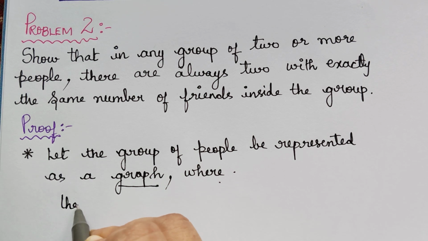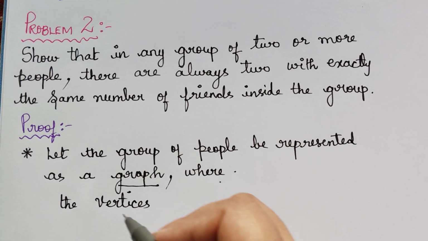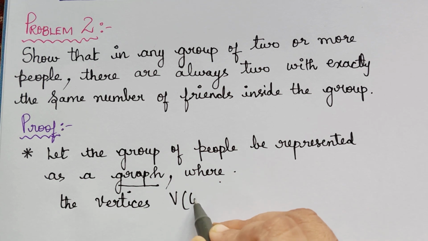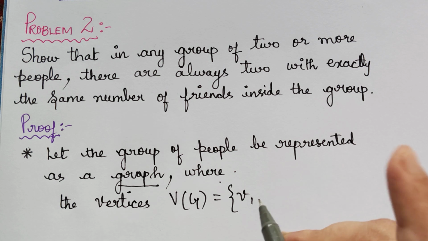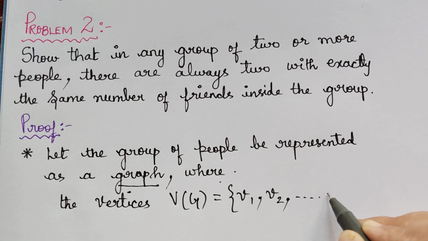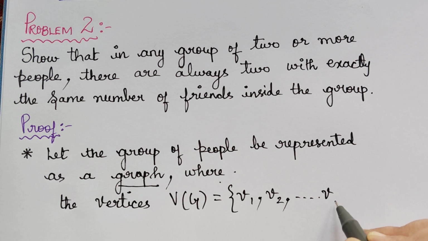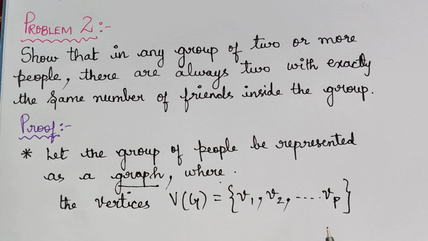Let the vertices, that is each person, be represented as V of G and they are named as V1. So V1 represents one person, V2 represents another person. Like that, if there are P number of people, we have VP. So these are represented as vertices.